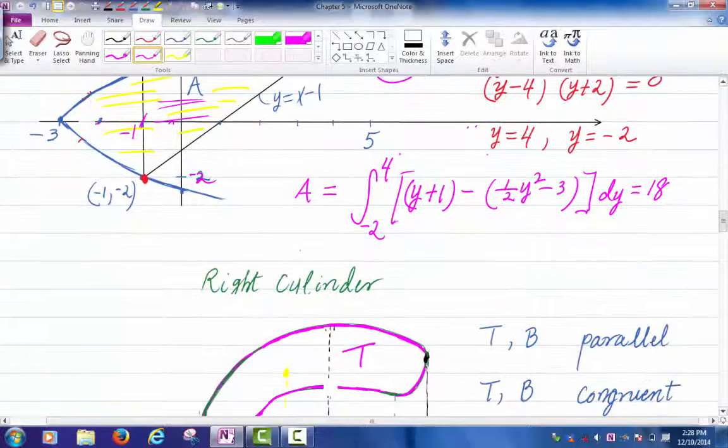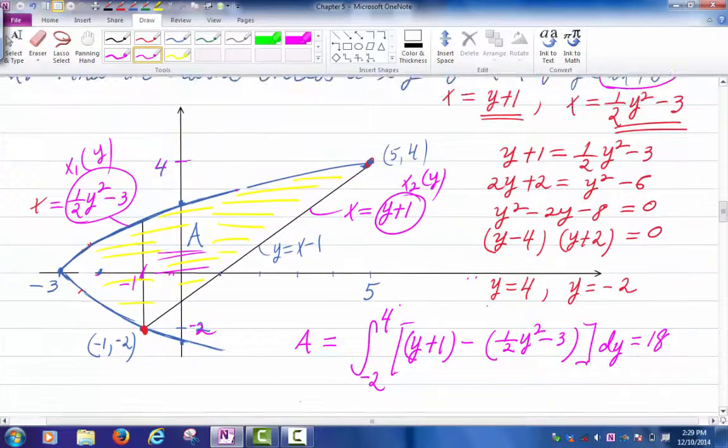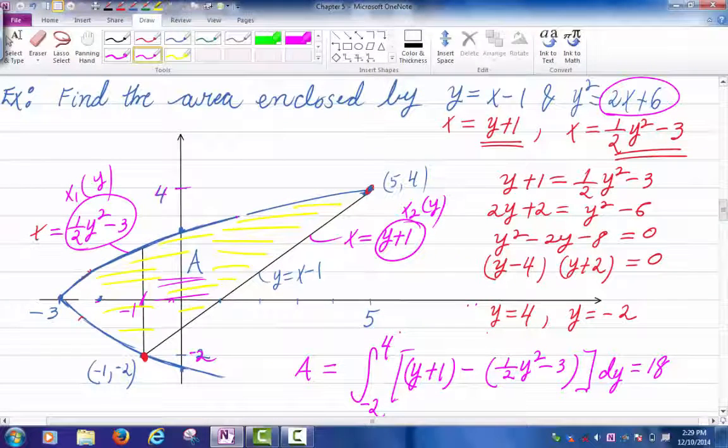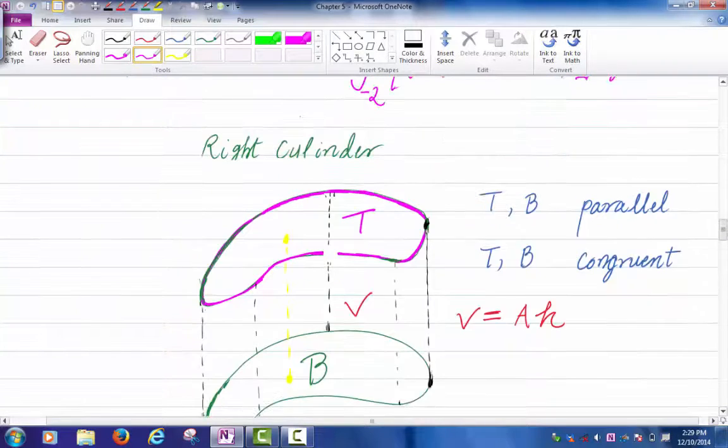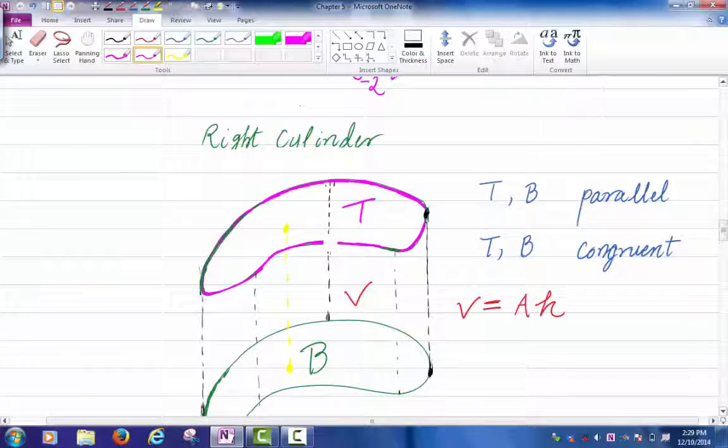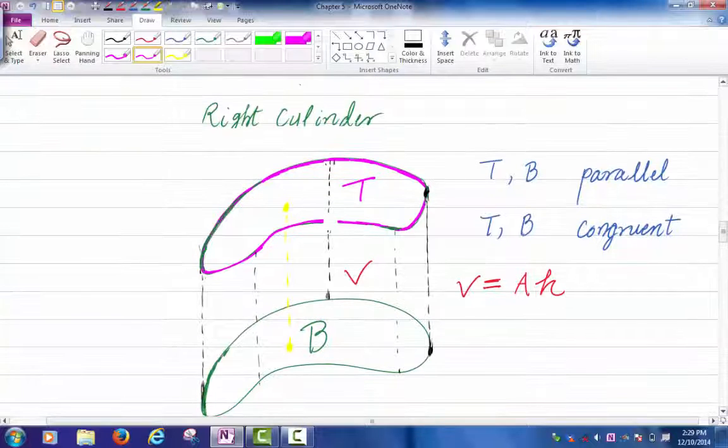Okay, how to deal with both types. All right, everybody is okay with this example. Done with 5.1. All right, now I want to speak about computing volumes. That's the topic in section 5.2.